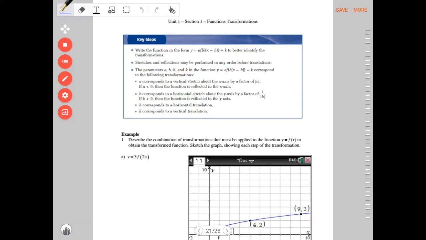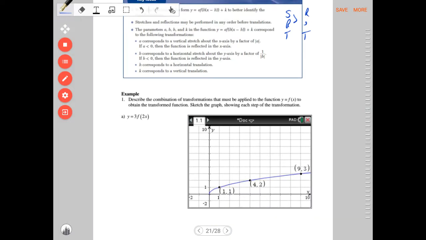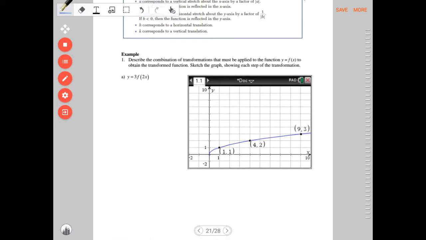Stretches and reflections may be performed in any order before translations. So I said SRT, but you can do RST if you really want, because the stretches and reflections are both multiplying operations, so it doesn't matter what order those go in. Not a big deal. SRT works just great. Remember, if the a and the b are negatives, those are the reflections. So let's have a quick look at some of these examples and be on our way.